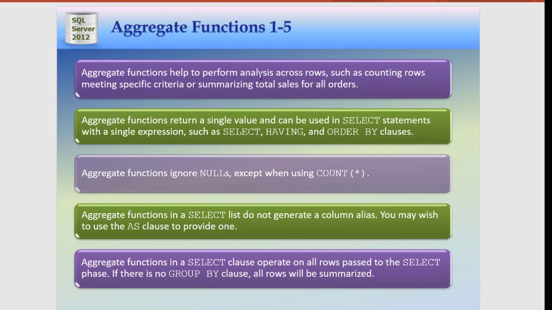Aggregate functions ignore nulls except when you're using the count all or count star. And the aggregate function in a select list does not generate a column alias. You may wish to use as clause to provide one. You notice that that is what we have been doing with the queries we've written so far. Now, aggregate functions in a select clause operate on all rows passed to the select phase, and if there is no group by clause, all rows will be summarized.